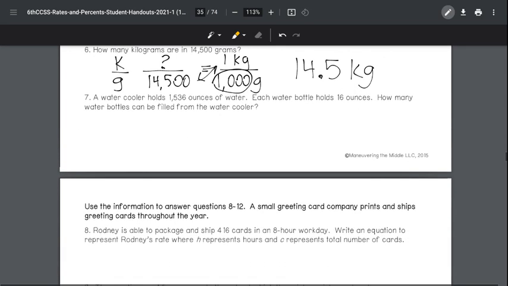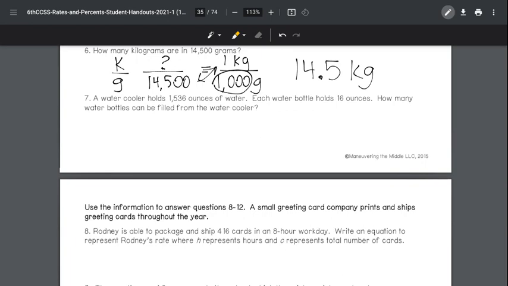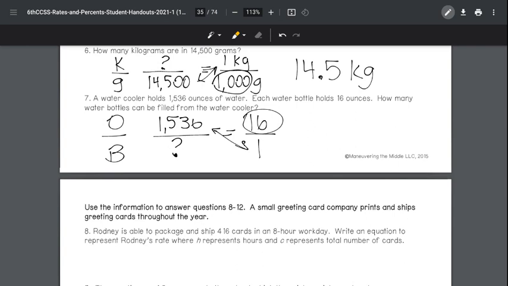Number 7, a water cooler holds 1,536 ounces. Okay. Each bottle holds 16 ounces. So if I have one bottle, I have 16 ounces. How many water bottles can be filled from the water cooler? Cross multiply and then divide, and you figure out that you can fill 96 bottles.